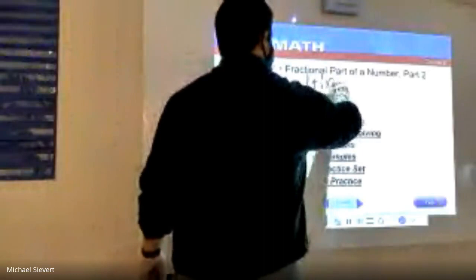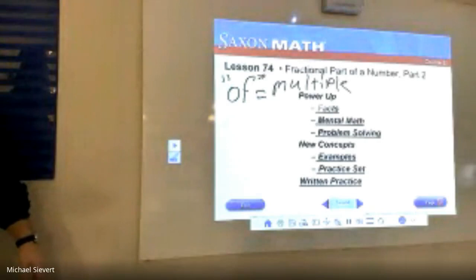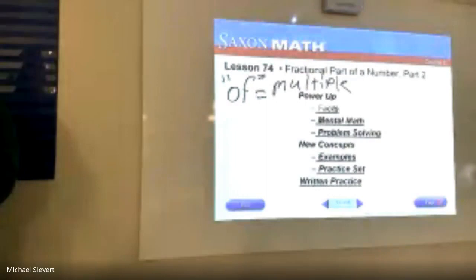Because we're going to be working with word problems with these. So say this fractional part of this. When you see the word of, you have this on the very top of your page that you know that means multiply. Because we're multiplying things. When you see the word of, you can rewrite the whole problem. For the word of, you just put an X there for multiplication.